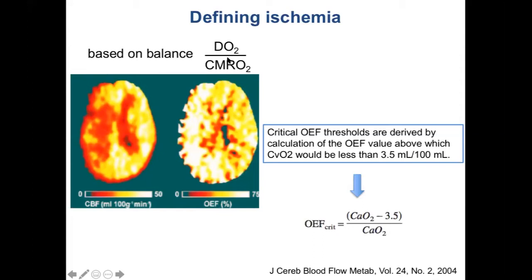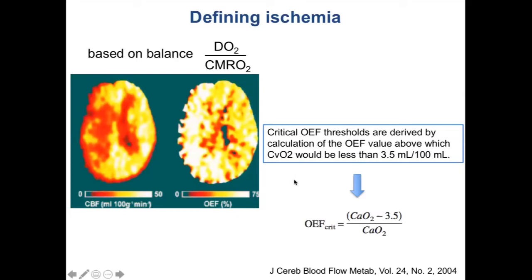And the gold standard to define ischemia is using oxygen-labeled PET. The principle is based on the level of oxygen content in the venous side of the brain. It has been shown that when the venular oxygen content is below 3.5, then we are going to have a penumbra-like condition leading to tissue damage.